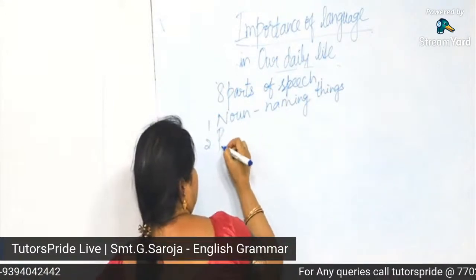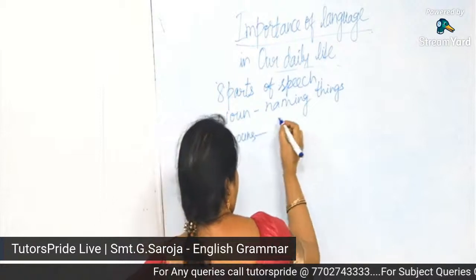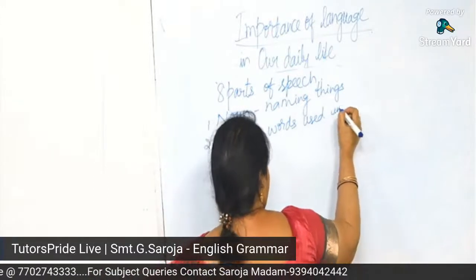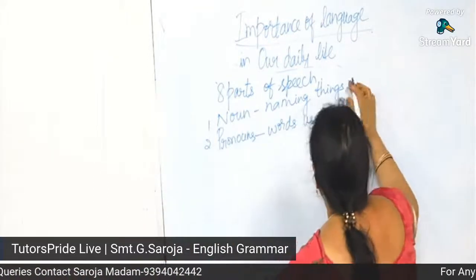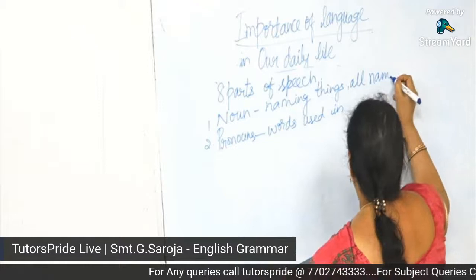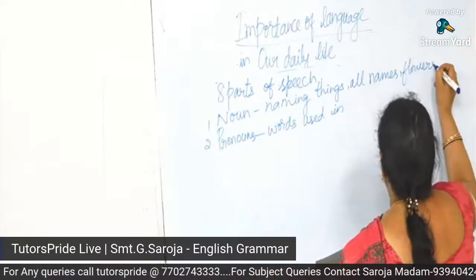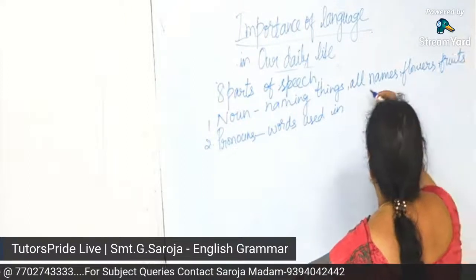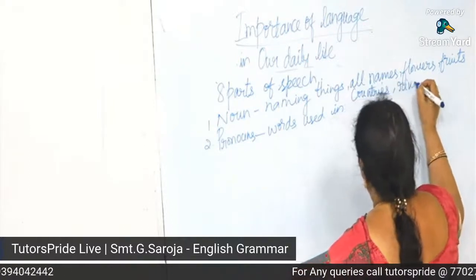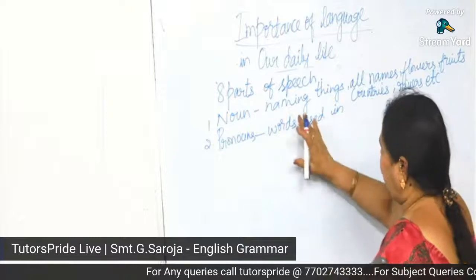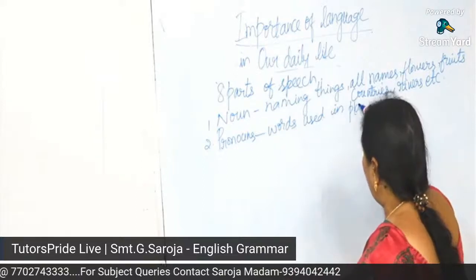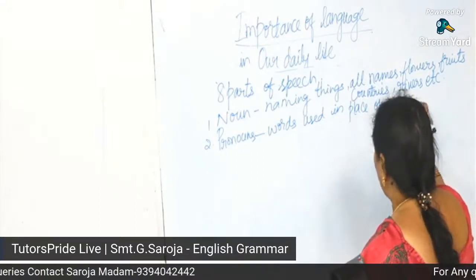Second one, pronouns. Words used in place of nouns. Nouns are naming things, like all flowers, fruits, countries, rivers, etc. All naming things are known as nouns. Now pronouns are words used in place of nouns.